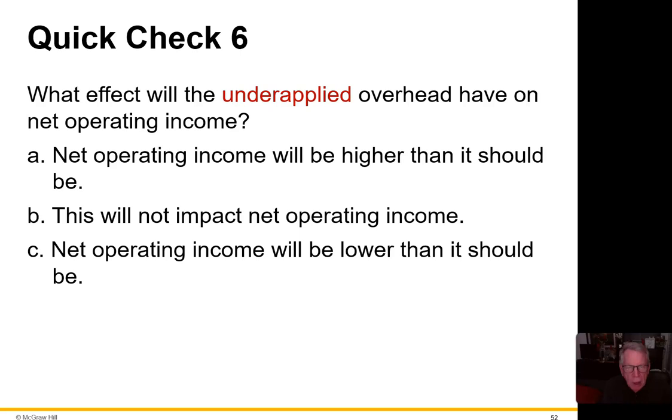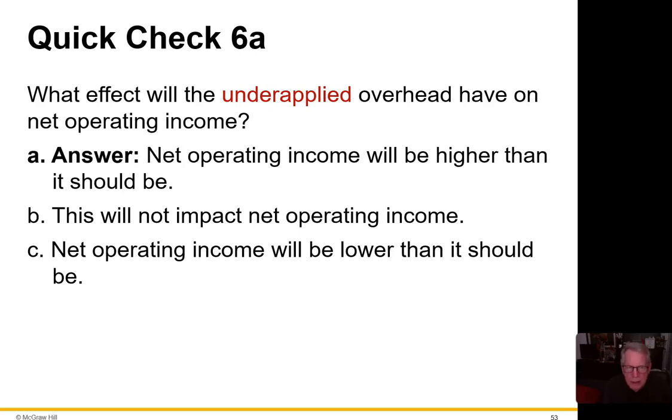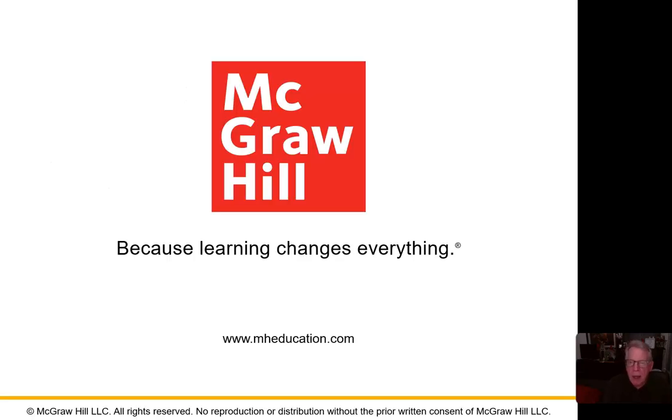When we underapply overhead, that means we haven't put enough into the jobs. And when we sell it, that means our cost of goods sold is going to be understated. If it's understated, that means our gross profit is going to be overstated. Our net operating income will be overstated until it's corrected. Everybody see that?